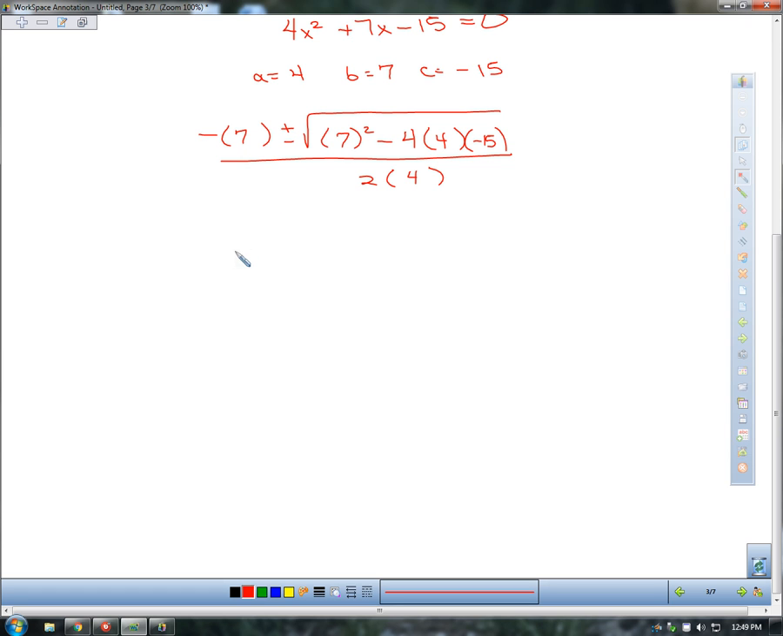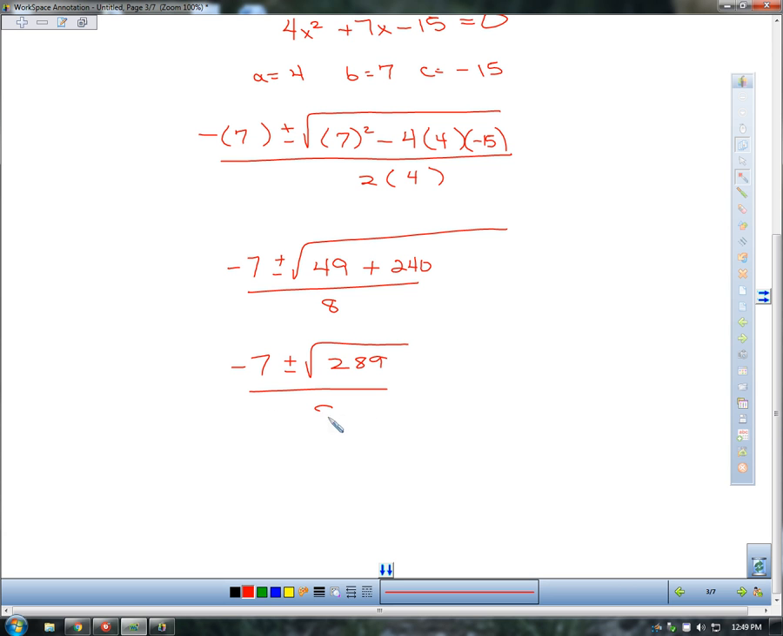First of all, the opposite of 7 is negative 7. I'm going to leave the square root up. 7 squared is 49. And we are going to subtract, let's see, 60 times 4. Actually, we're going to add, because I have a negative 4 times 4 is 16. Negative 16 times negative 15 is a positive 240, I believe. Yeah. All over 2 times 4, which is 8. Okay? Next thing I'm going to do is add these two together. So I have negative 7 plus or minus the square root of 289 over 8.